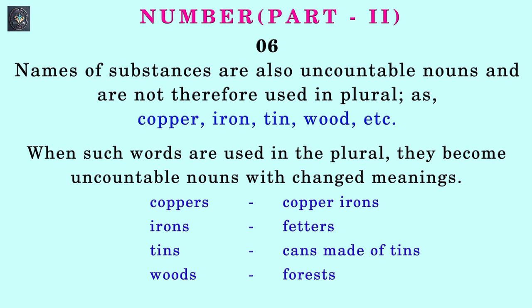Rule number 6. Names of substances are also uncountable nouns and are not therefore used in plural, like copper, iron, tin, wood, etc. When such words are used in the plural, they become countable nouns with changed meanings. See the examples. Coppers, which means copper coins. Irons, which means fetters. Tins, which means cans made of tin. Woods, which means forest.